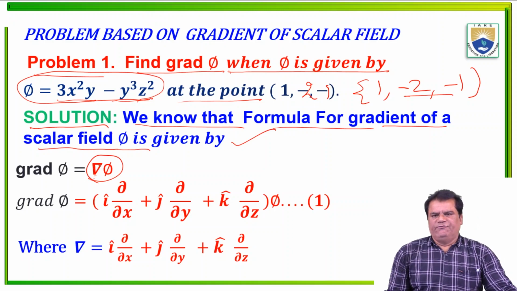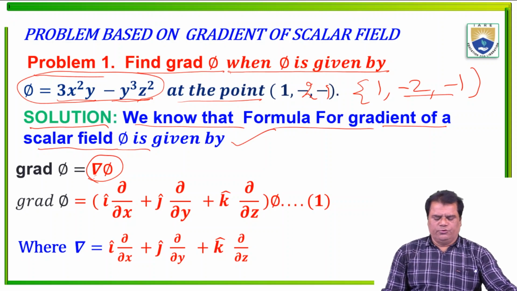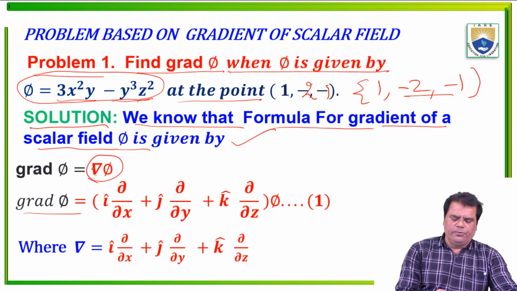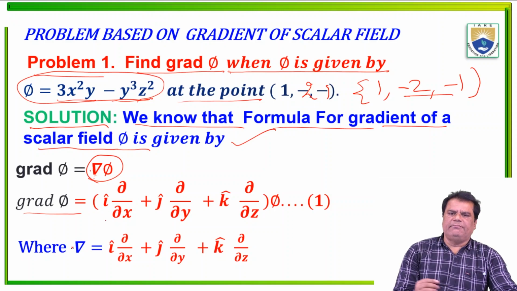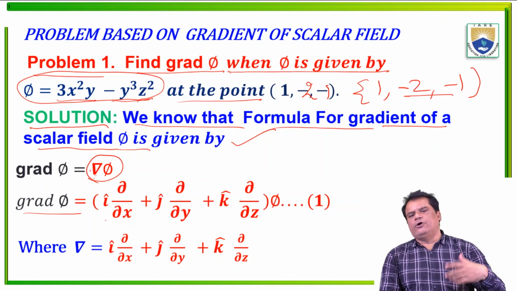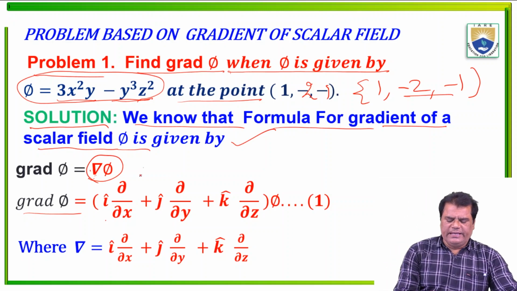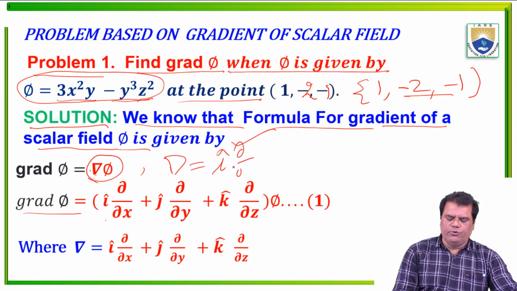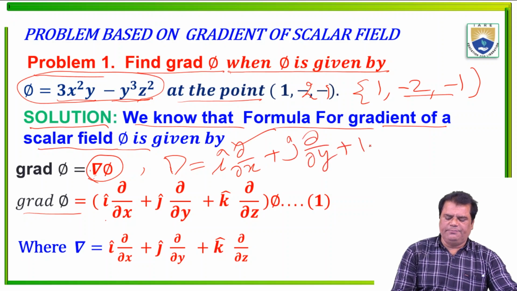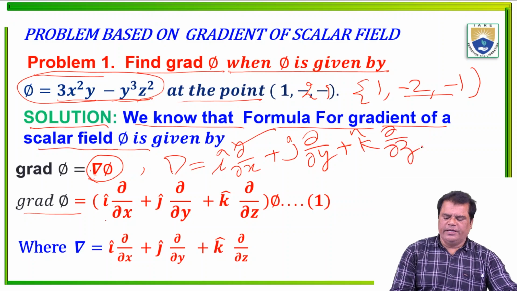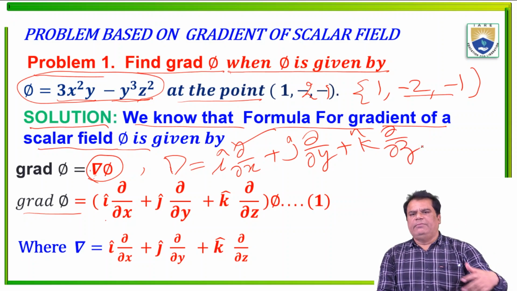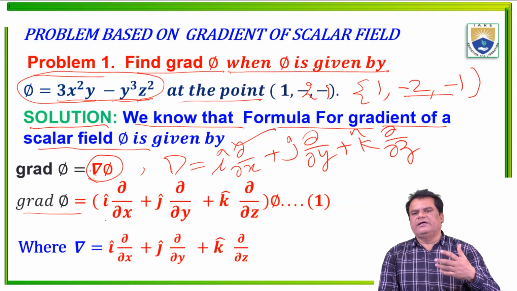And phi is some function in x, y, z. So now grad phi equals, putting the value of del. Del is nabla. So this is the three-dimensional differentiation vector operator. So the value of this del is i cap ∂/∂x plus j cap ∂/∂y plus k cap ∂/∂z. Okay, this is the value of nabla, the three-dimensional differentiation vector operator.